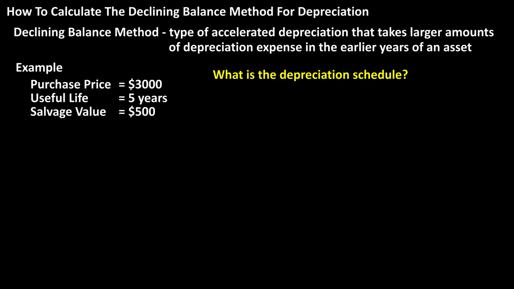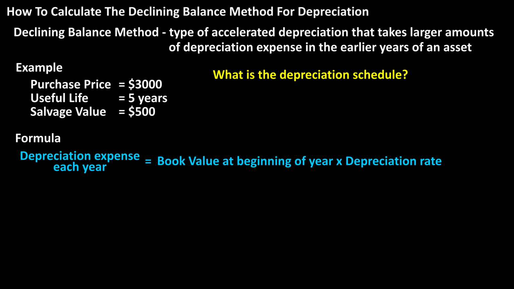The formula for depreciation expense for the declining balance method is depreciation expense each year equals the book value of the equipment or asset at the beginning of the year times the depreciation rate. In order to use this formula, we must calculate the depreciation rate.